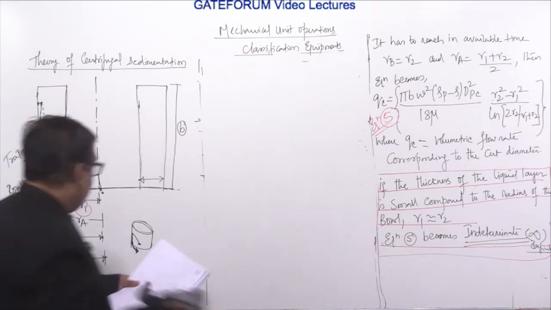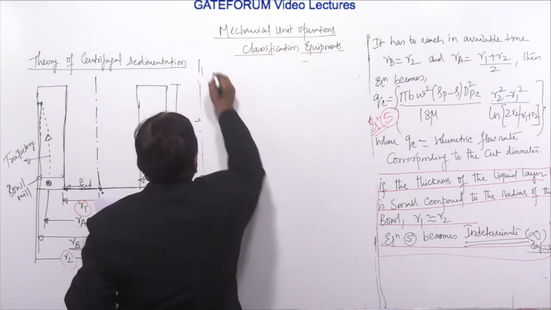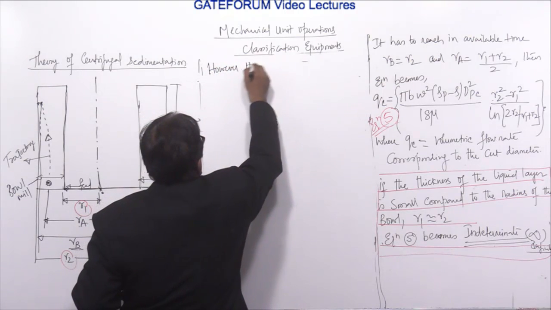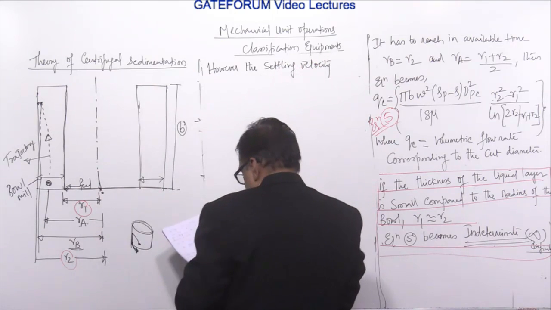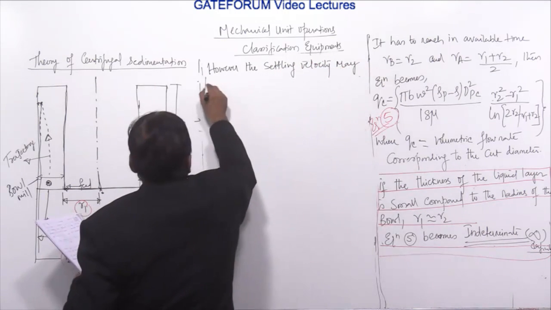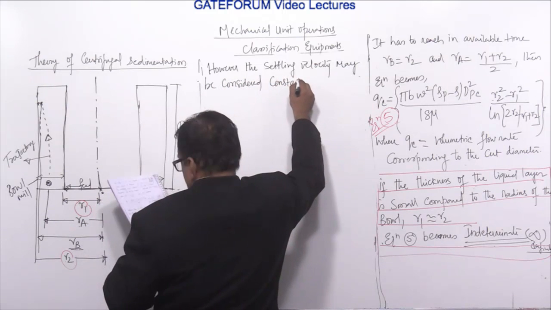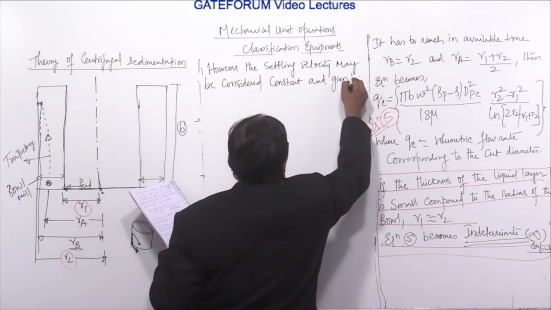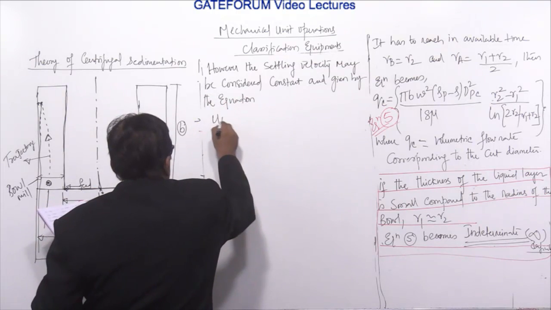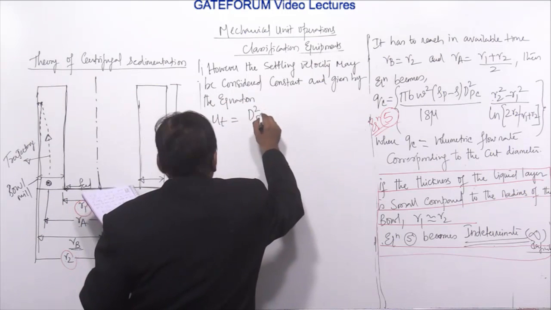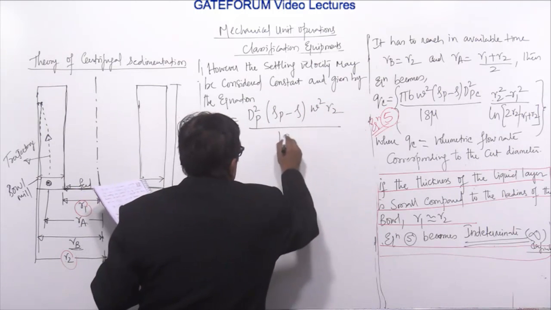However, the settling velocity may be considered constant and given by the equation ut is equal to d square p (rho p minus rho) omega square r2 by 18 mu.